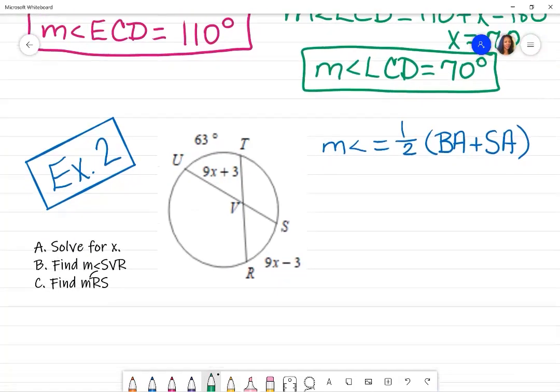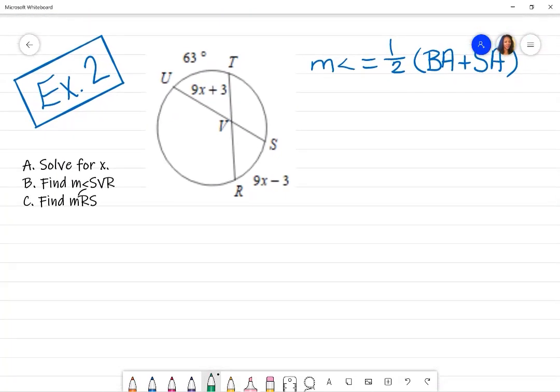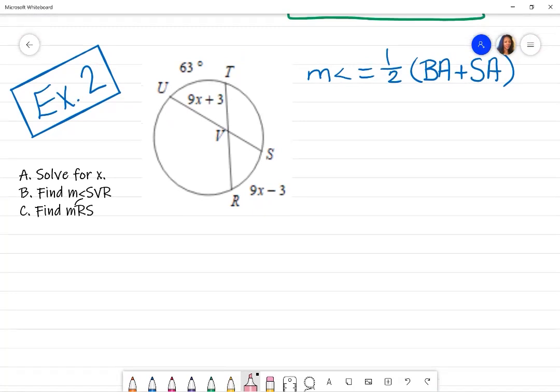In example 2, I'm still using the same formula. I'm solving for x, so I'm looking for what's given. I have an arc that has an arc measure of 63. It's attached to an angle, and this angle is its vertical angle, which is attached to another arc. So I know I'm working with that section. And now I just substitute what I know. The measure of the angle is written as an expression, 9x plus 3.